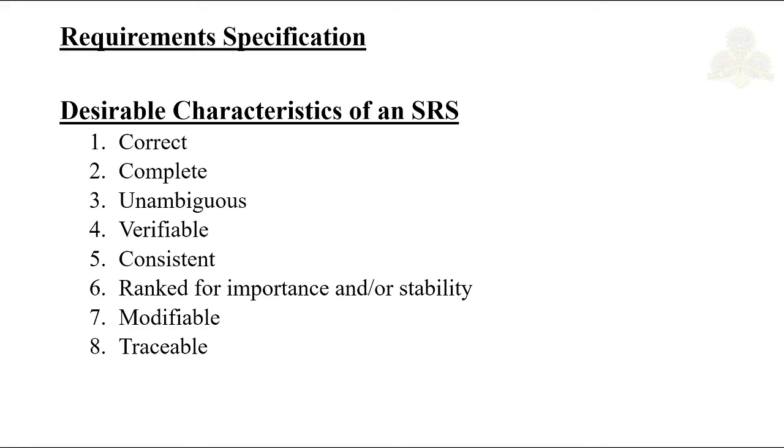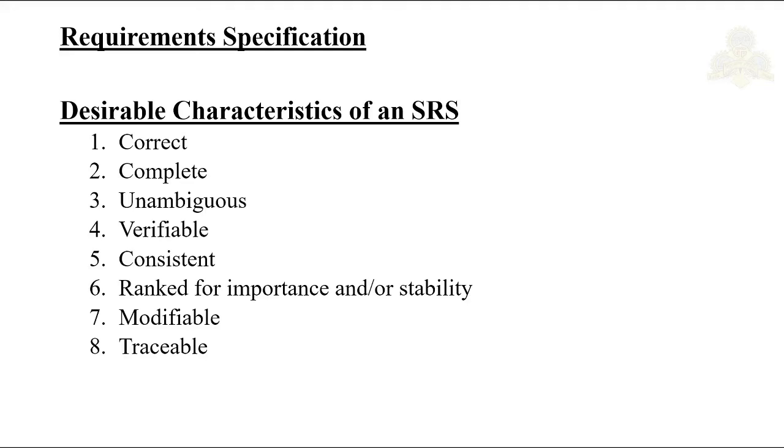Next, we will see about the characteristics of the SRS. There are 8 characteristics. The first one is correct. We say that the SRS is correct if every requirement included in the SRS represents something required in the final system. That means when the final system is developed, the functionalities that are present in the SRS should be present in the product itself. It should not be that you have specified something in the SRS and your product contains something else. Whatever is included in the SRS should represent something in the final system.